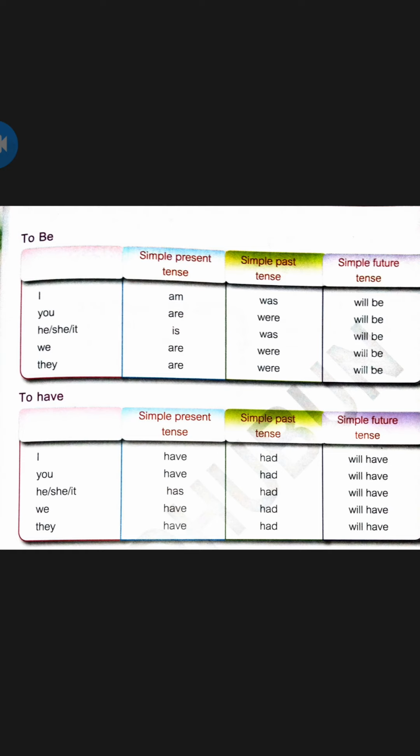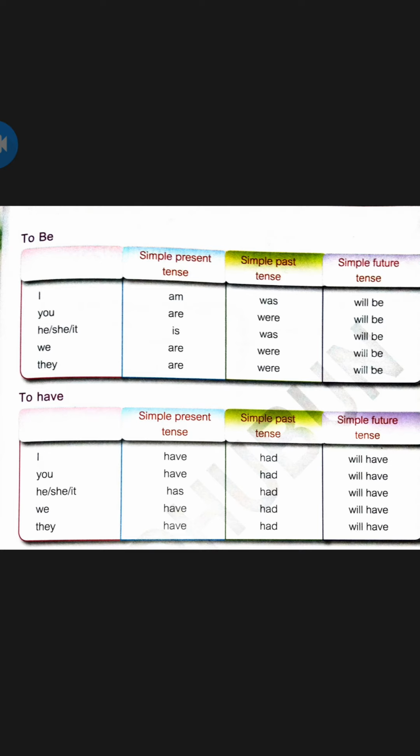In simple present tense we will use is, in simple past we will use was, and in simple future tense we will use will be. Now next one is we. So with we will use are in simple present tense, and in simple past tense we will use were, and in simple future tense we will use will be. Now next is they. With they what you will use? In simple present tense you will use are, in simple past tense you will use were, and in simple future tense you will use will be.